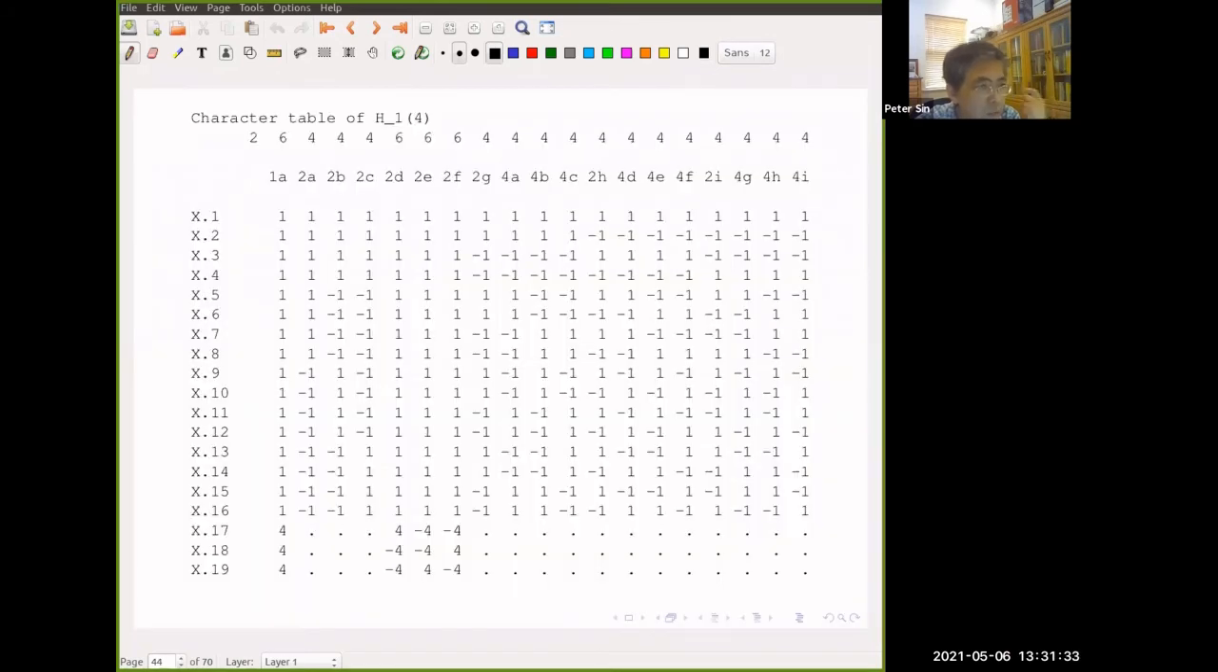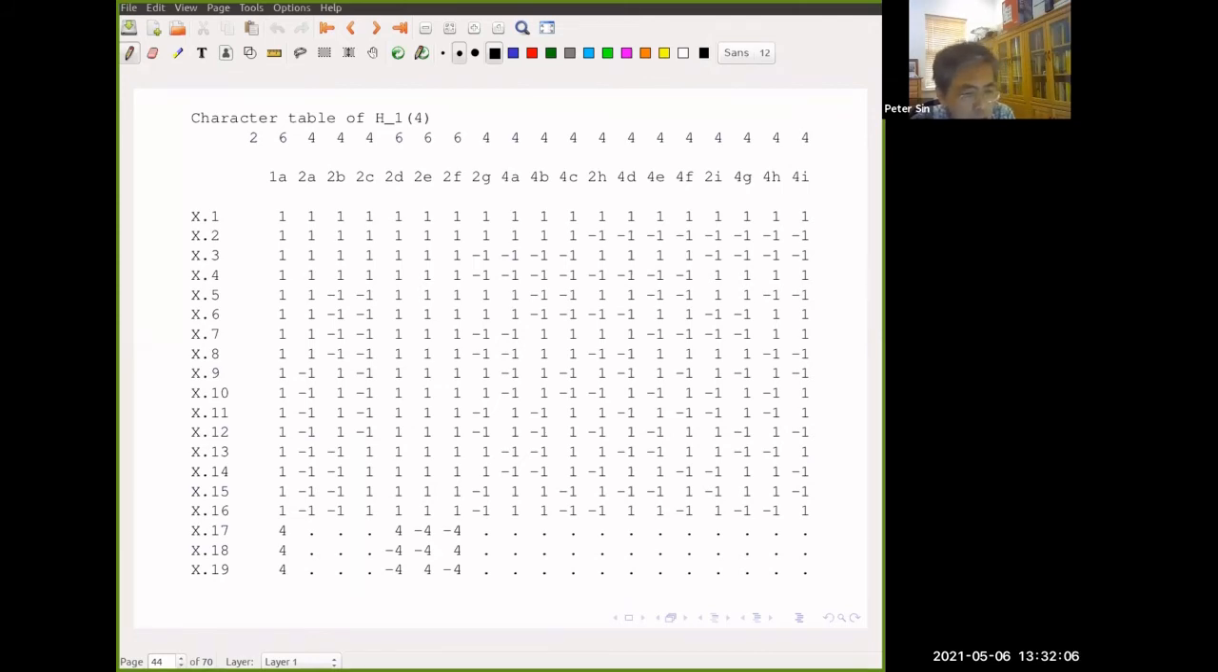Okay, so here's an example of the character table of H_1 of F_4. So this is just the group of 3 by 3 upper unitriangular matrices over the field F_4. Okay, so you can see that we have 16 linear characters, and then we have 3 nonlinear characters of degree 4, and they vanish. So these dots are zeros. This is by the way a character table output by GAP.